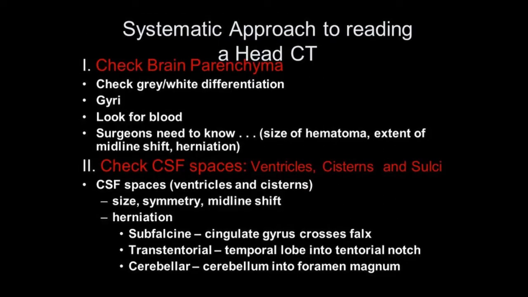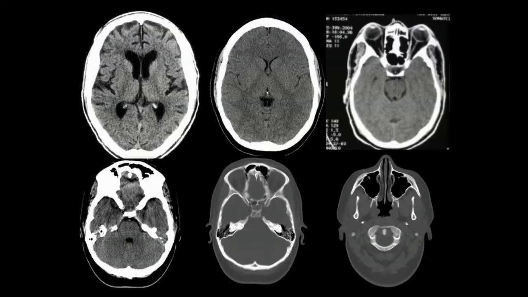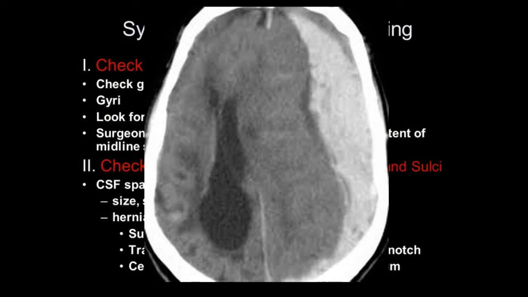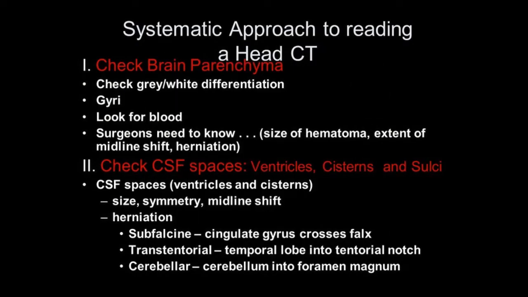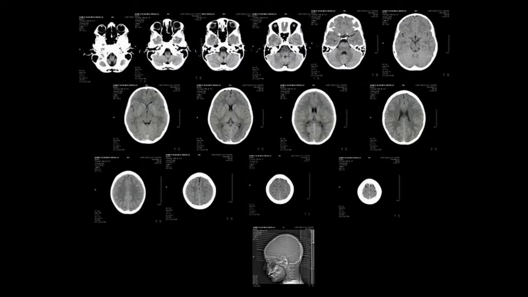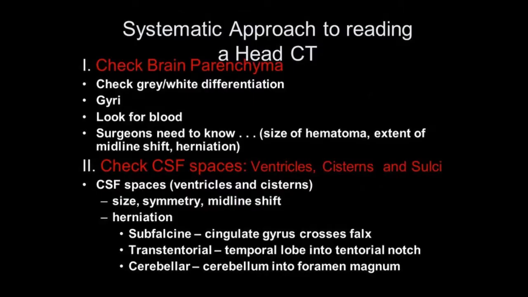Systematic approach to reading a head CT. First, check the brain parenchyma, check grey-white differentiation, check the gyri, and look for blood. Surgeons need to know the size of the hematoma, the extent of midline shift, and herniation. Second, check the CSF spaces, ventricles, cisterns and sulci. Check size, symmetry, midline shift and herniation.